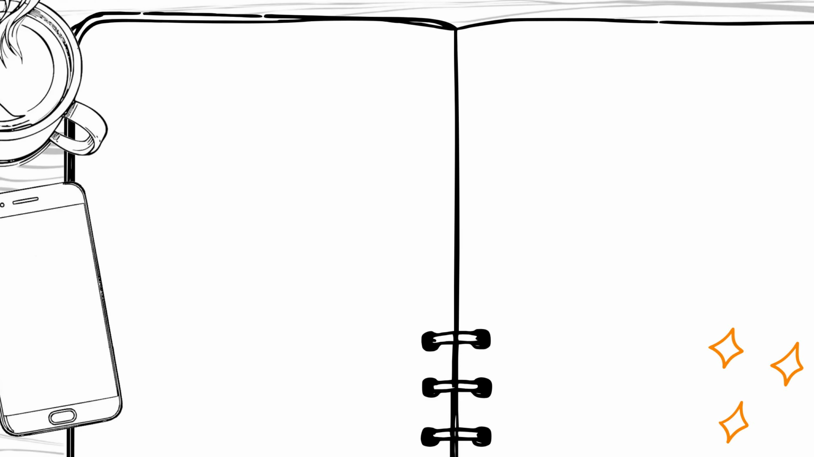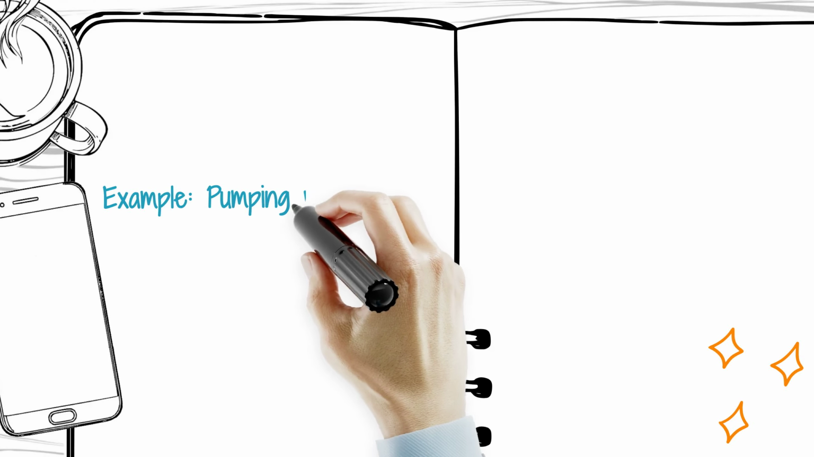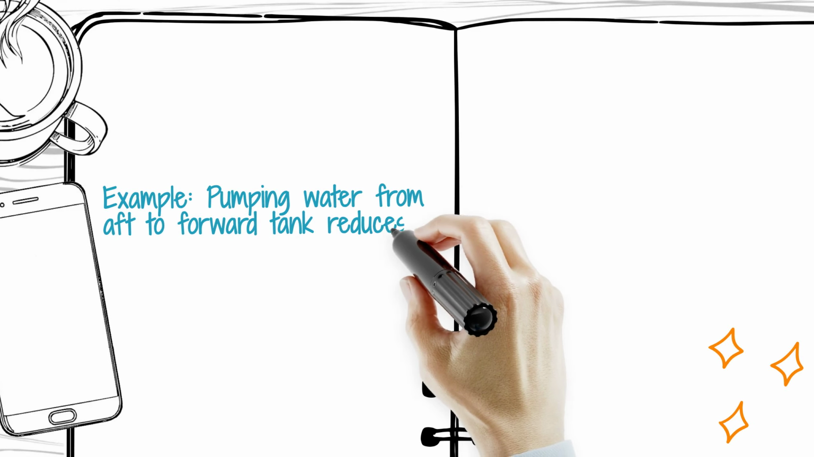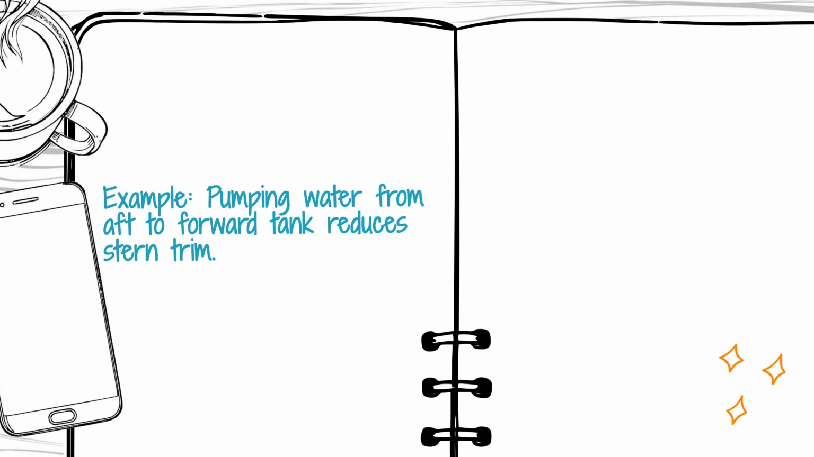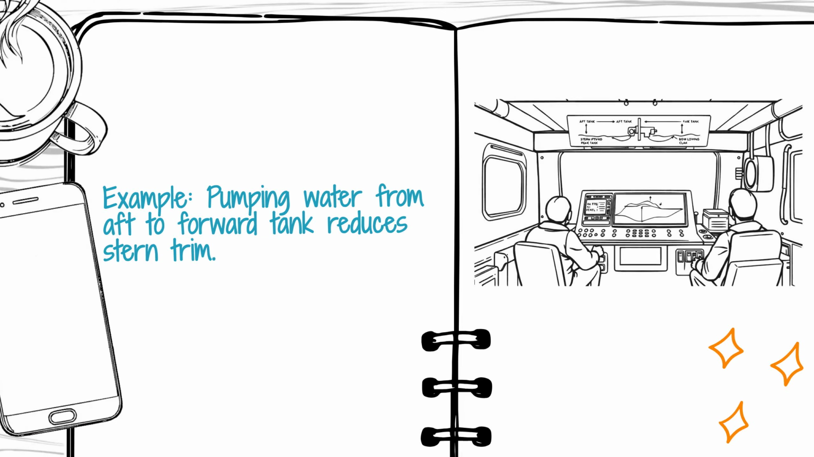For example, if a ship is trimmed too much by the stern, the crew might pump water from the aft peak tank to the forward peak tank, creating a moment that tends to lift the stern and push down the bow, thus reducing the trim by the stern.